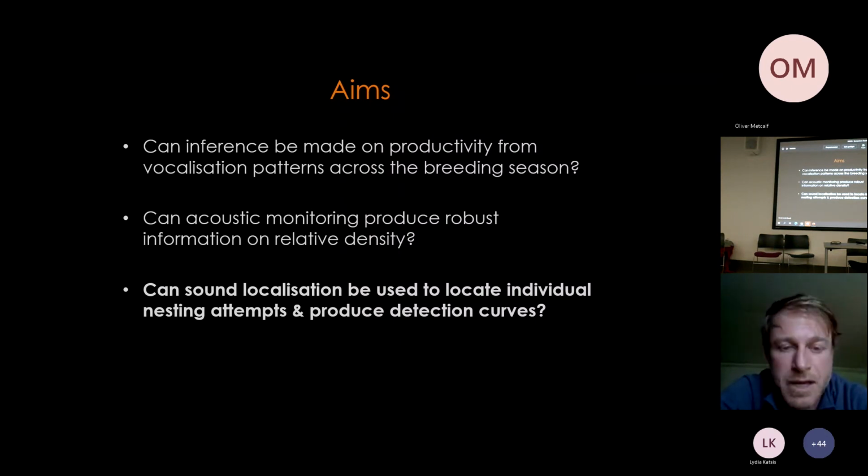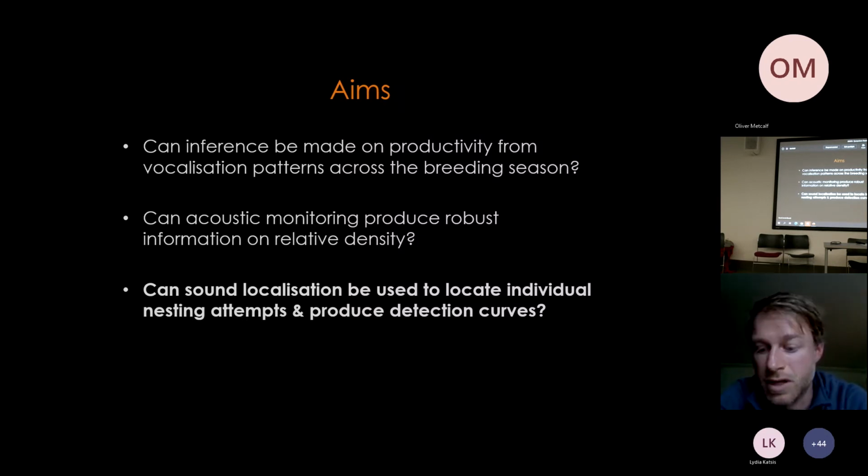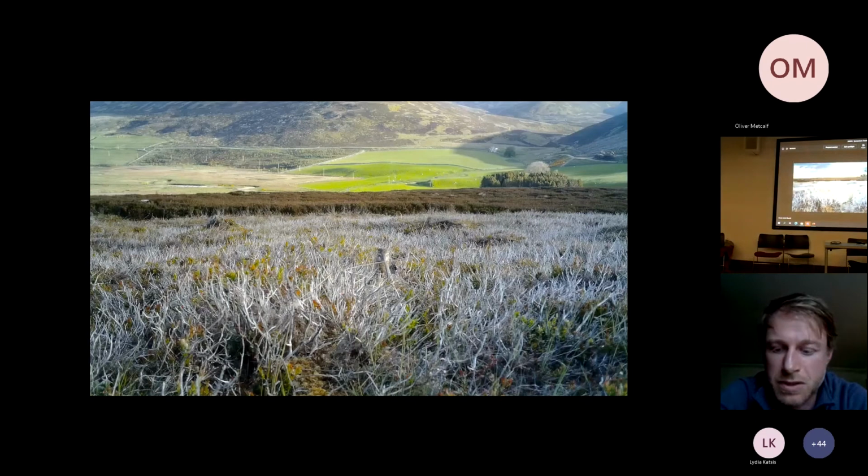So I've got some audio moths where we can sync the clock really accurately, and therefore use them hopefully to localize sounds within the grid. So just for an example, here's a curlew nest, and what I would ideally like to do would be able to locate nest sites within my grid.